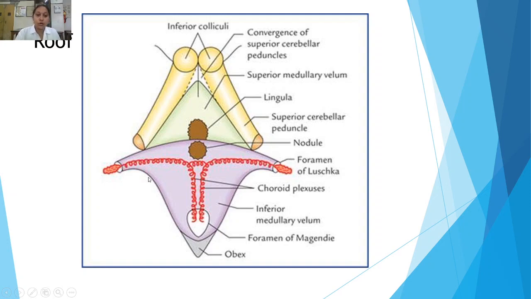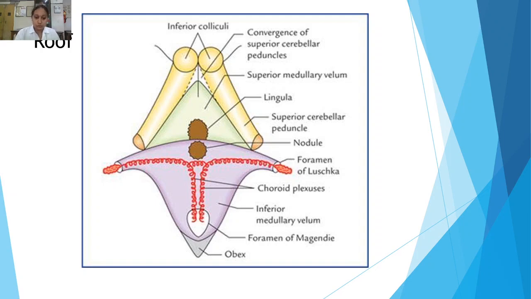The lower half of the roof is formed by a non-nervous sheet. This non-nervous sheet is full of pia mater that is enclosing the tela choroidea, choroid plexuses and all. It's a fold of ependyma. This lower triangular half is in relation to the nodule of the inferior vermis of the cerebellum. So this sheet is known as the inferior medullary velum. The difference is that the superior medullary velum is nervous tissue, while the inferior medullary velum is non-nervous tissue of ependyma.